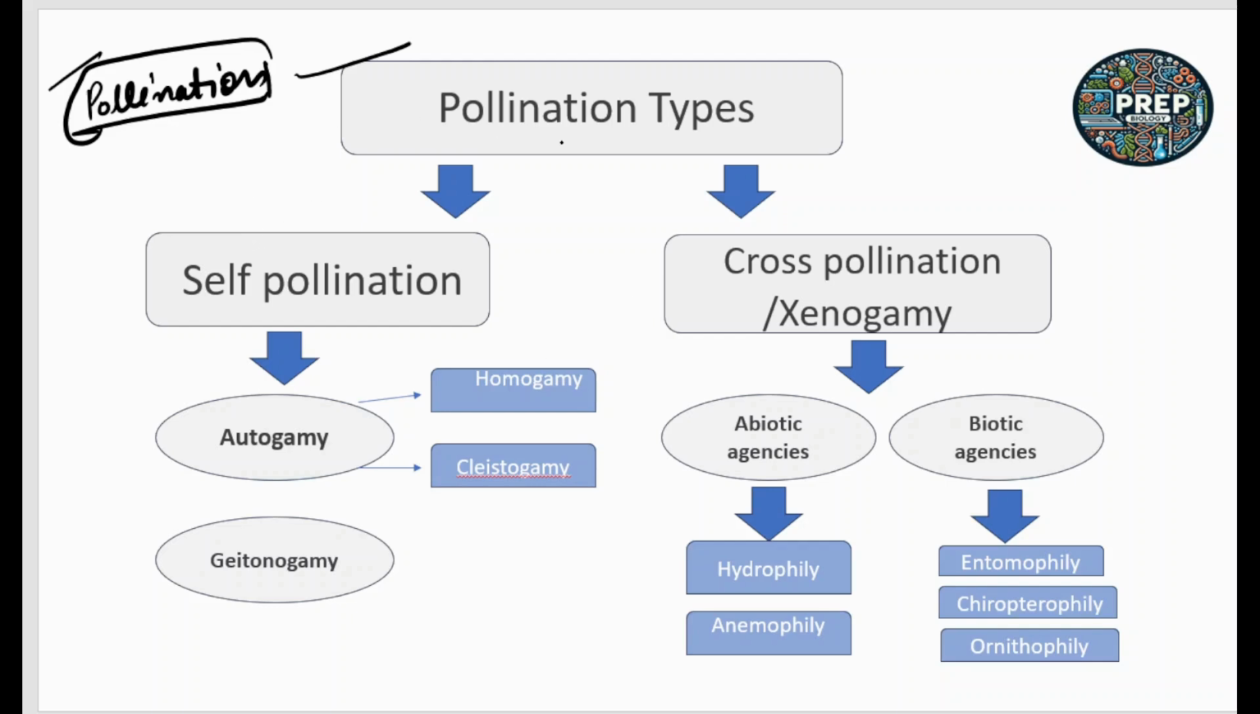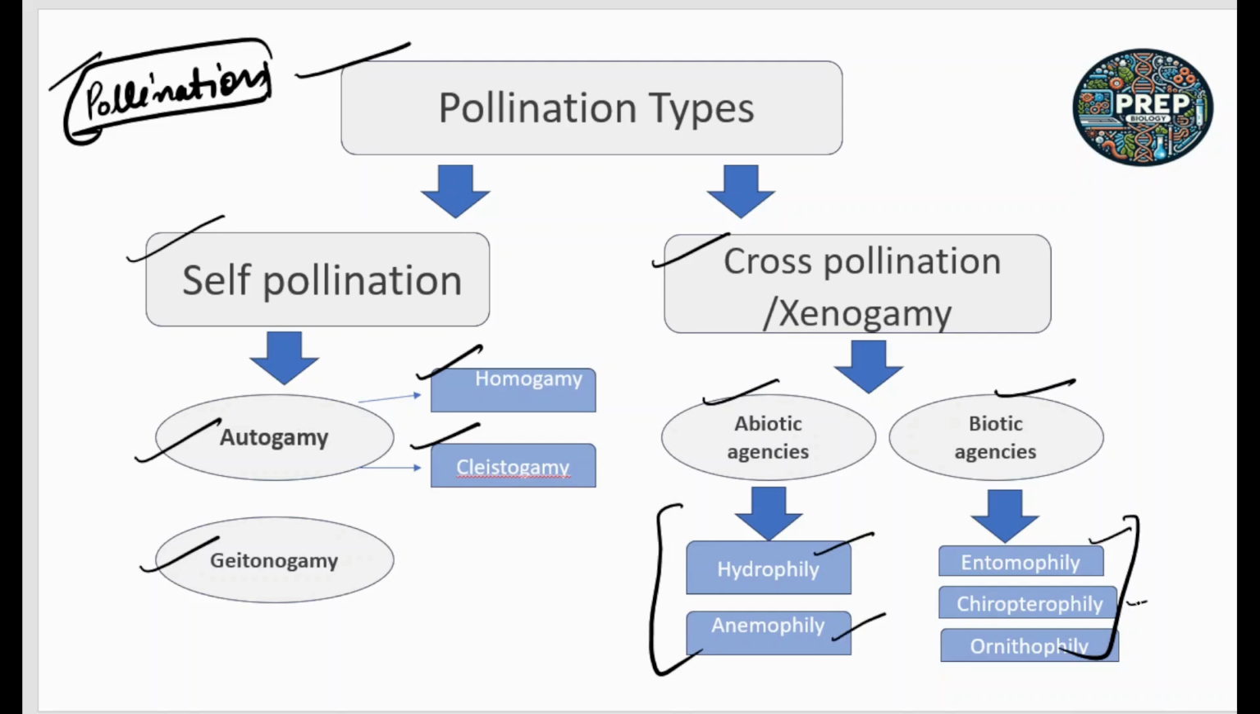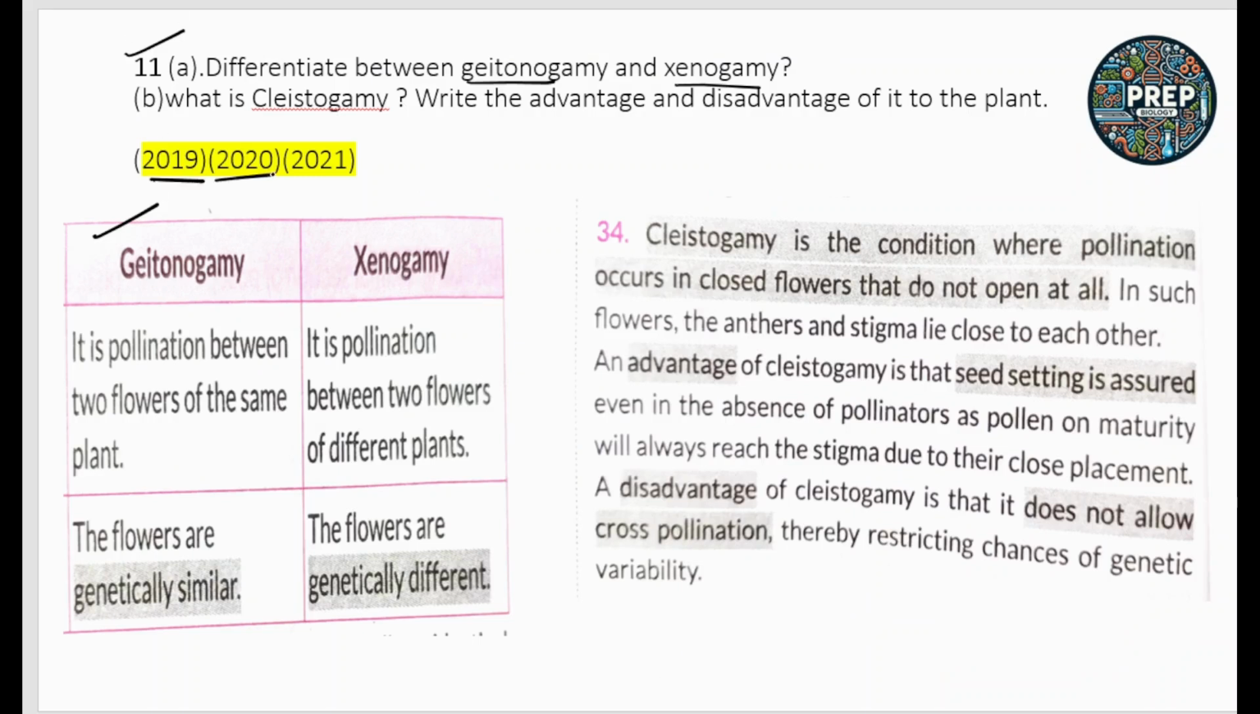So pollination types: we know that self-pollination and cross-pollination. Under self-pollination, we have autogamy and geitonogamy. Autogamy is further divided into homogamy and clistogamy. And cross-pollination, which is also called xenogamy, has different biotic and abiotic agencies, in which we have discussed hydrophily, anemophily, entomophily, chiropterophily, ornithophily, etc. So this chart is very, very important, and the difference between each and every subpart is also important. In 2019, 2020, 2021, these questions have asked to differentiate between geitonogamy and xenogamy.